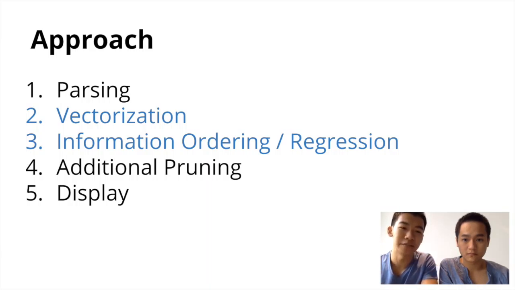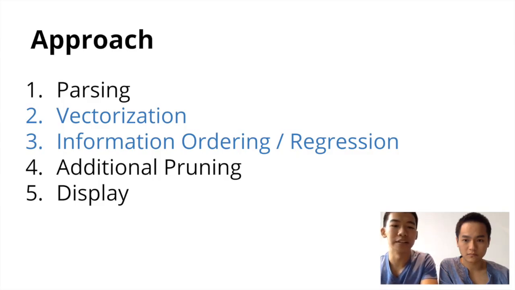The second step was vectorizing these sentences. We take each sentence and calculate 14 or more features based on the sentence and turn those into a feature vector. After that's done, the third step is to feed these feature vectors and also the human annotated labels into a regression-based algorithm, which was random forest. Based on the output of this, we can order the sentences based on the importance score that the classifier outputs.